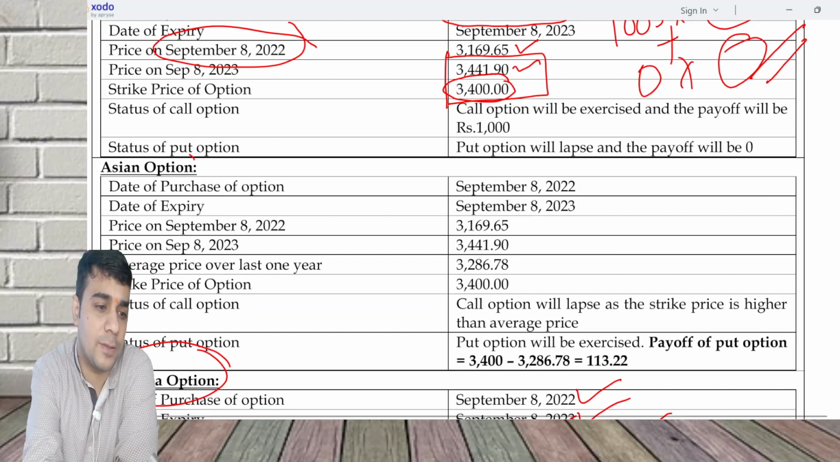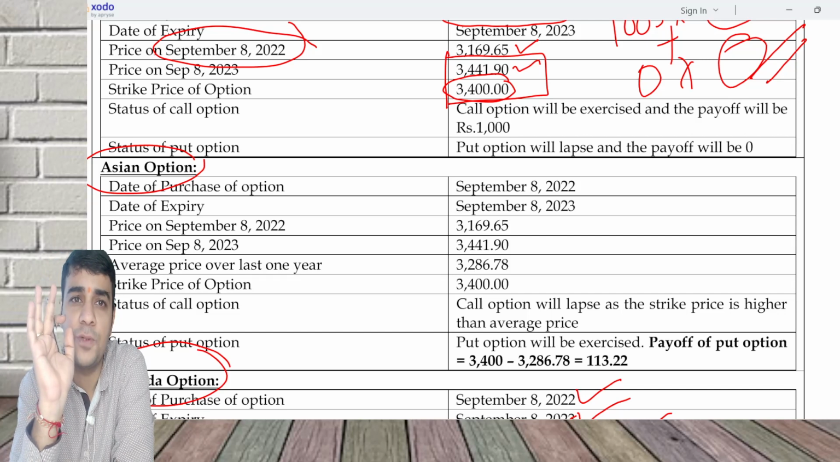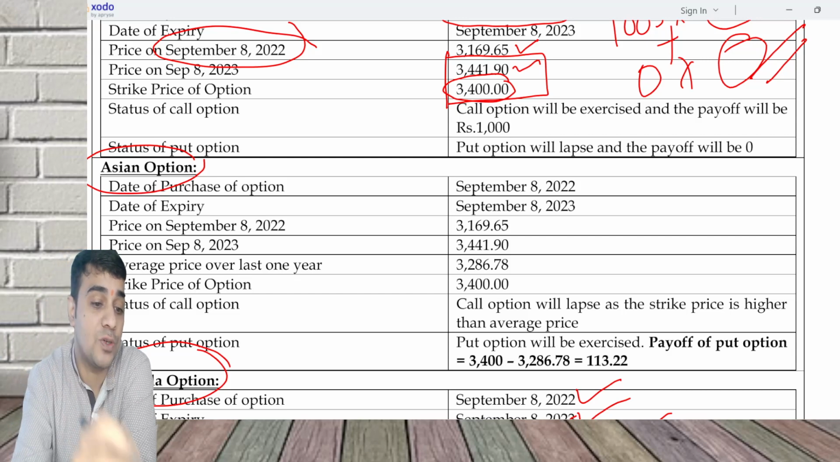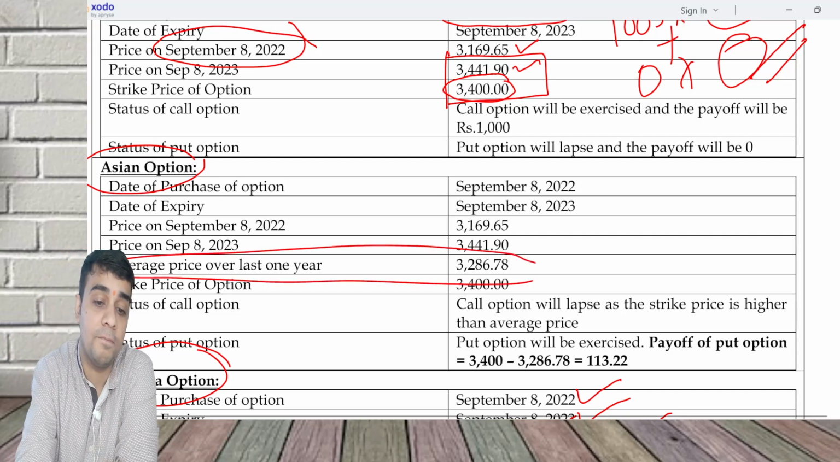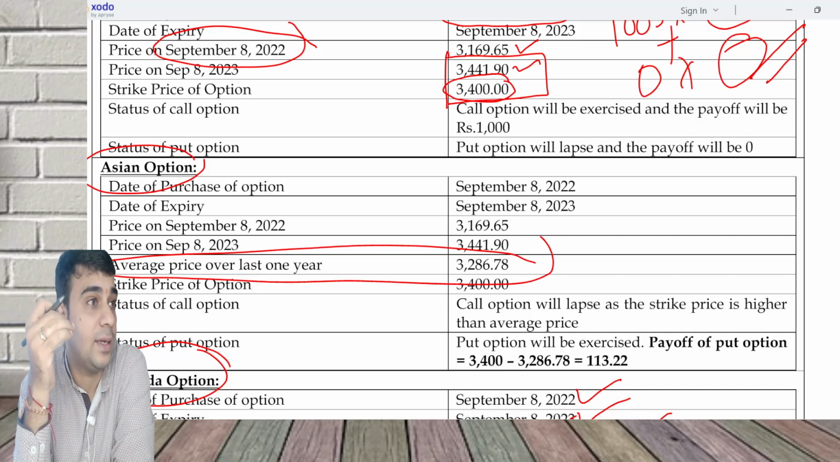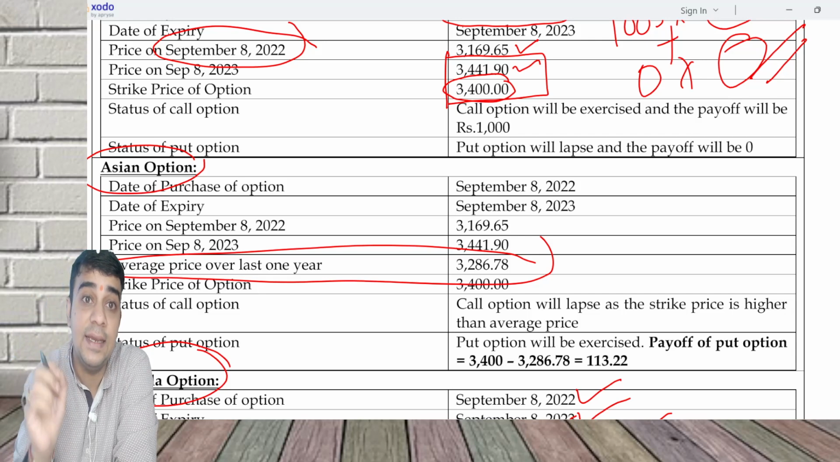Okay, Asian option. Now, Asian option is exactly like a plain vanilla option. Only thing is, on the last day I keep asking you a question: do you want to buy at 3,400 when the price in the market is... That price in the market is not the last date price. That price in the market should be the average price for one full year. Take the average price for one full year, because on the last day, if the market was bad or good, I may get impacted. So they're saying, let's not take the last day price, let's take the average price.